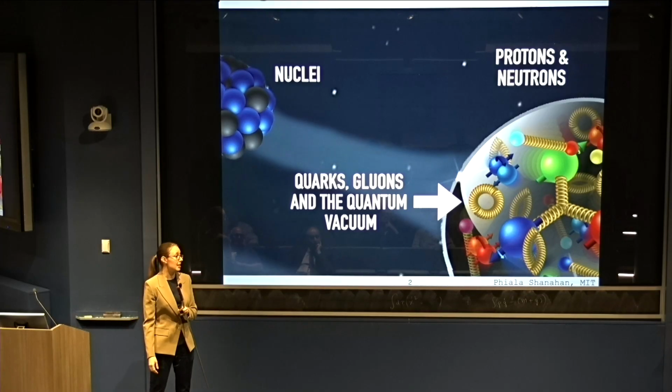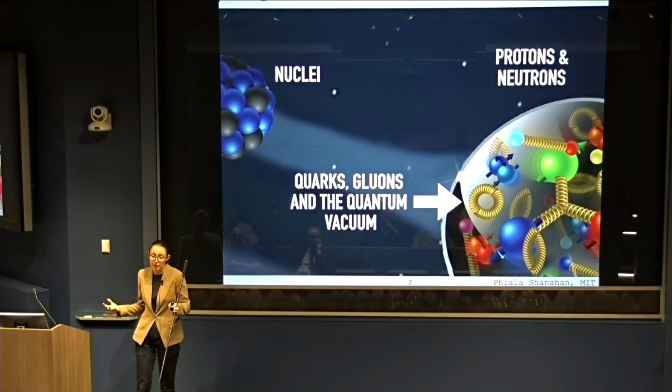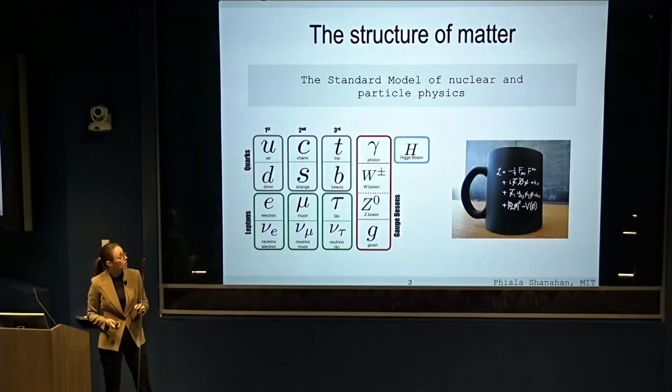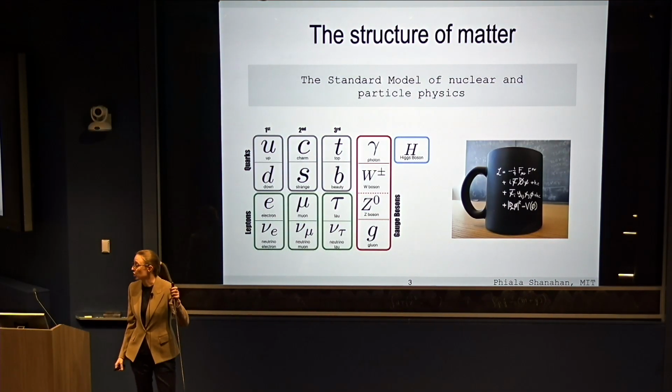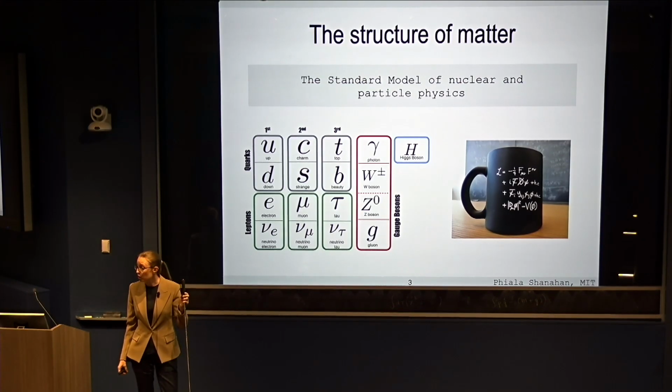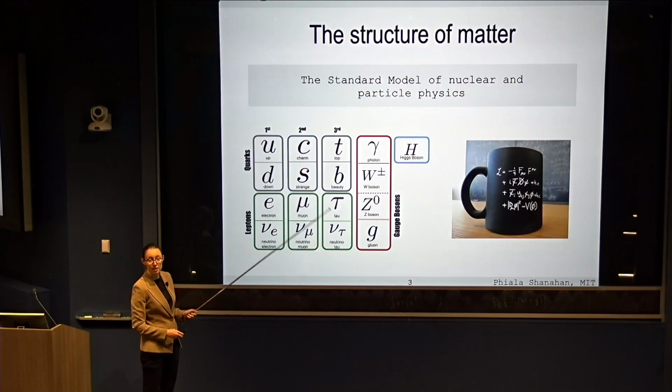To the best of our understanding, that's it. The quarks and gluons are fundamental particles, and there are no deeper layers of structure. So the quarks and gluons and their interactions are encoded in the standard model of nuclear and particle physics. The framework was put together in the 1970s, and it contains just 17 fundamental particles. You can see them here on the slide.